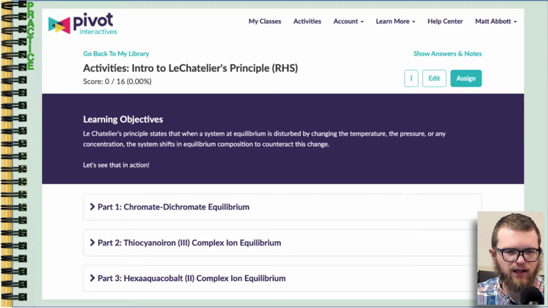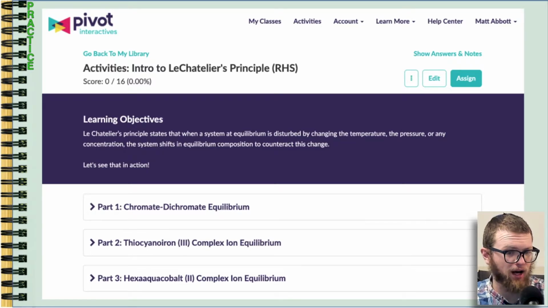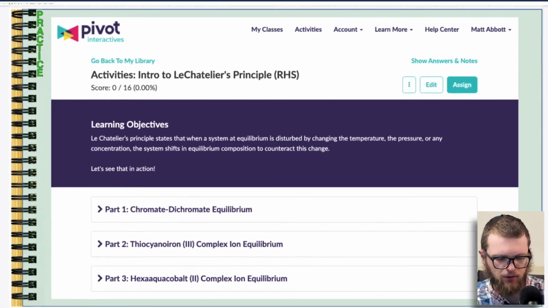So if you go to the very last slide, slide 13, there is a link to the lab in Pivot. It's called Intro to Le Chatelier's Principle, and we can see that there are 3 parts to it. Part 1, where we have chromate and dichromate in equilibrium. Part 2, where we have thiocyanoiron 3 complex ion at equilibrium. And part 3, where we have a hexaaqua cobalt 2 complex ion in equilibrium. So, fancy names.